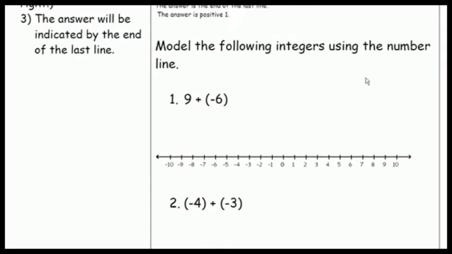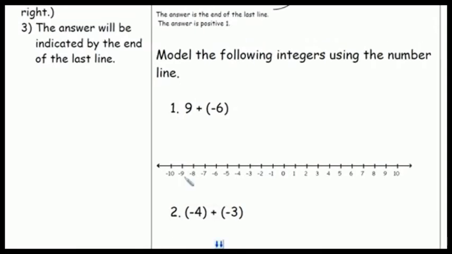Ask 2 by yourself. So we're going to model the following integers using the number line. Remember the first number always starts at 0. So I'm going to start my arrow going to this positive 9, so I have to go 9 units to the right, positive number. And then from where I left off, from that positive 9, I move a little bit up right here, and then I'm going to move 6 spaces.